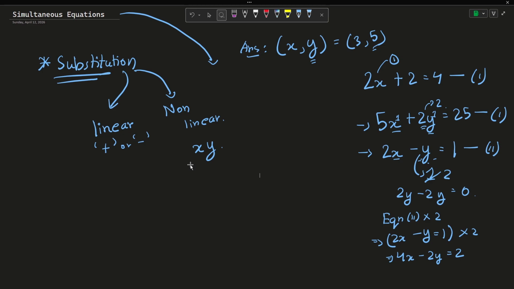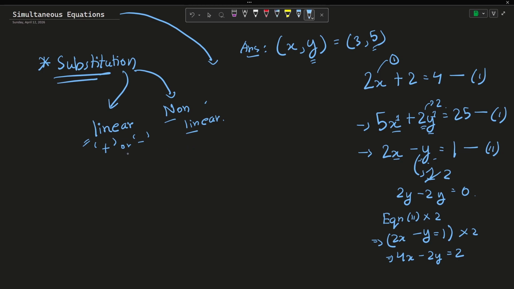Now the advantage of substitution over elimination is that you can use substitution to solve both linear and nonlinear equations. But you cannot use elimination to solve nonlinear equations. You can only use elimination to solve linear equations. So this is a very big advantage of substitution over elimination. Not advantage, this is a necessity. You cannot solve nonlinear equations using the elimination method.